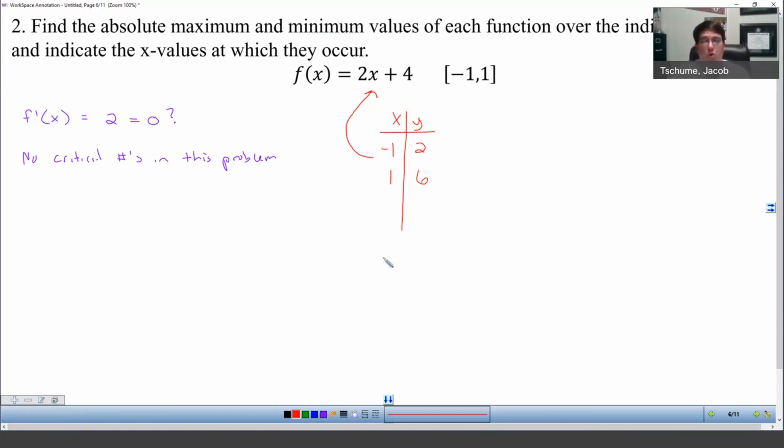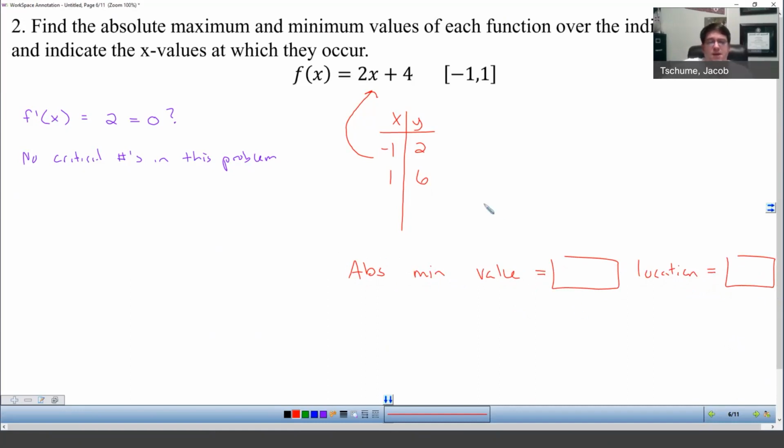Now, on your homework, you're going to have to be very careful about how they answer these. Most of the problems are going to look like this. They're going to ask you for the absolute minimum value, and then they're also going to ask you for the absolute minimum location. So these are two different answers you will have to give.